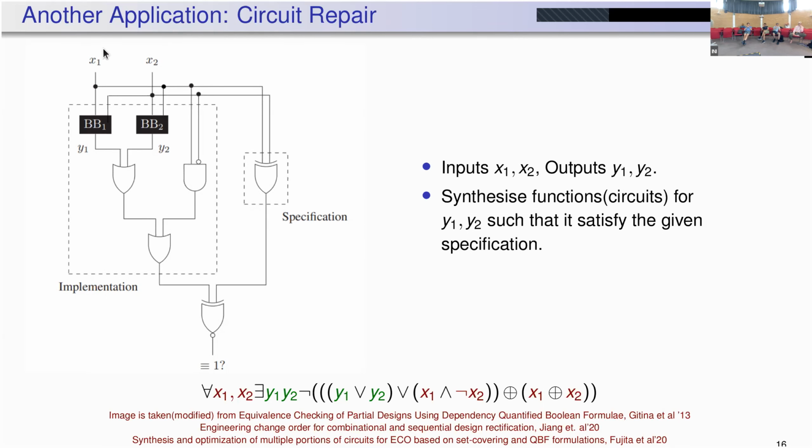But really, it looks like this: for every value of x1 and x2, I want to have y1 and y2 such that some relation is satisfied. And here, as you can see, we are writing down what y1 and y2 are. So once again, what we'd like is for these black boxes to be automatically generated such that the overall specification is satisfied whenever possible. Is that fine?